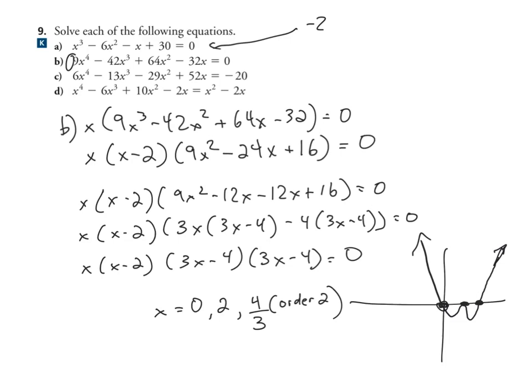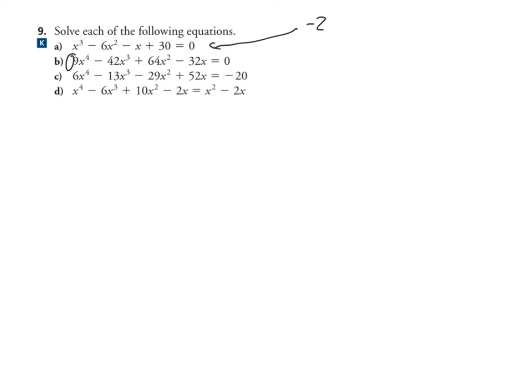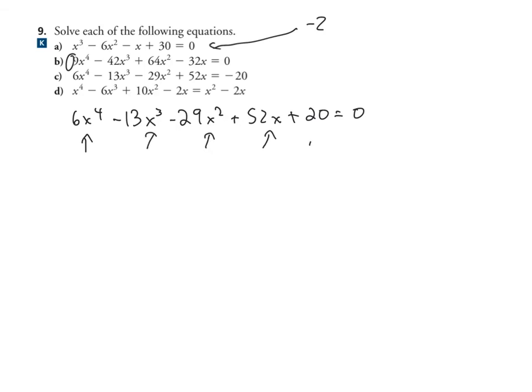All right, part C. We got 6x to the 4 minus 13x cubed minus 29x squared plus 52x plus 20 equals 0. Alright, I checked off camera and I put a 2 in here and the 2 worked, and also a negative 2 worked. So let's start with the 2. So I know that x minus 2 goes into there. I'll do the long division down here.